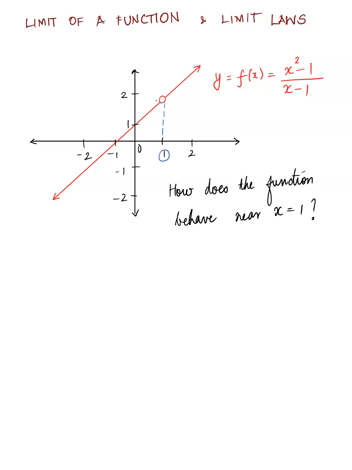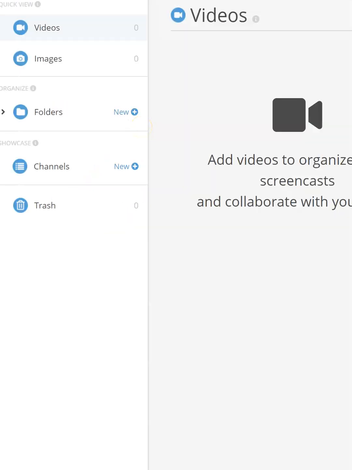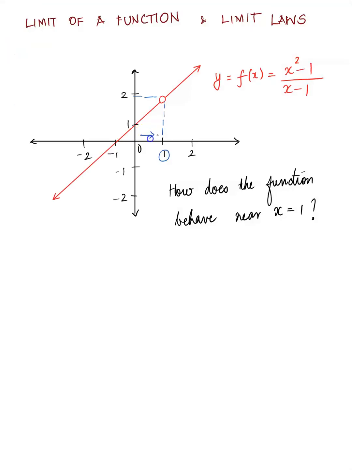So if you did not have the hole, what value does this approach then? You see that it approaches the value 2. Okay, should be exactly 2. I'm slightly off. So as we approach x equals 1 here, down here, we see that it approaches the value 2, which is your y. Okay? Because that is your f of x, the y equals f of x.